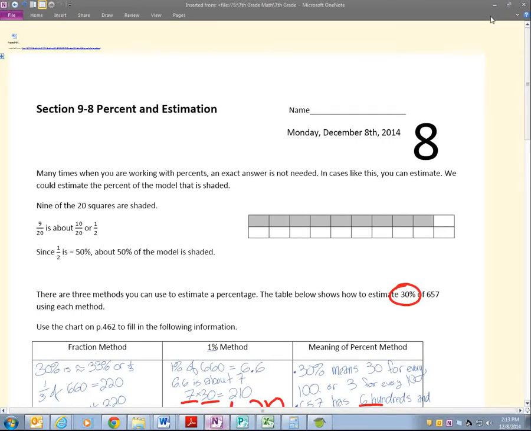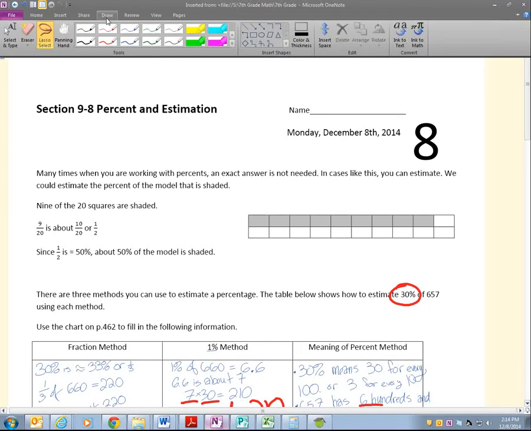There's 3 ways. One of them works really well if you're familiar with division. One of them works really well if you're more comfortable with multiplication. The other one works really well if you're familiar with the concept of percents. So, many times when you're working with percents, an exact answer is not needed. In a case like this, you can estimate.